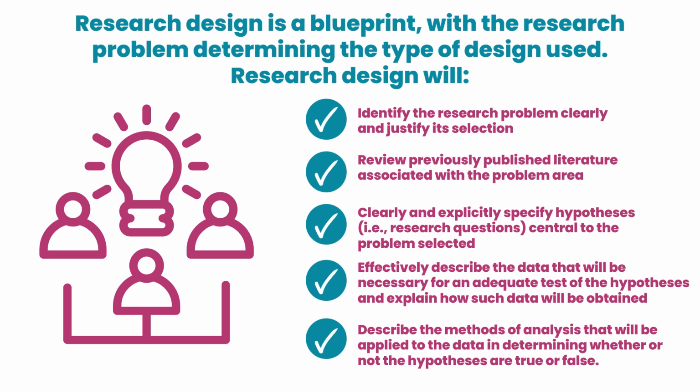Research design is a blueprint with the research problem determining the type of design that's going to be used. So research design will do this list of things. It will identify the research problem clearly and justify its selection. It will review previously published literature associated with the problem area. It will clearly and explicitly specify hypotheses central to the problem selected. It will effectively describe the data that will be necessary for an adequate test of the hypothesis and explain how such data will be obtained.